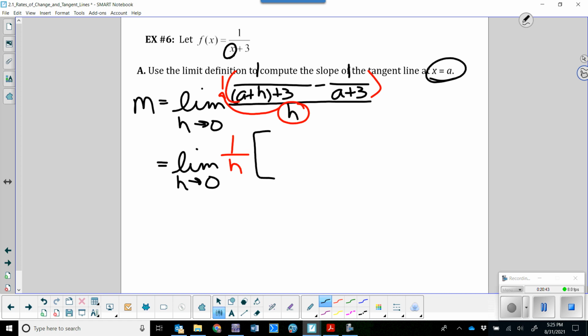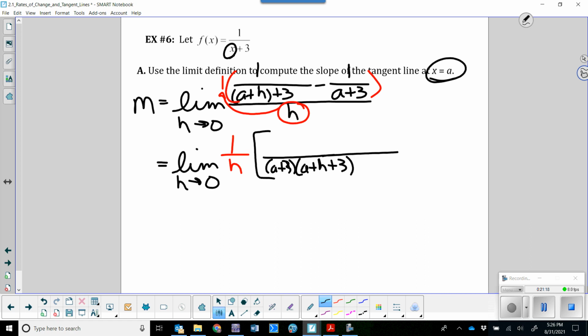So to do that, I'm going to get a common denominator. Well, neither of those denominators has any factors in common. Factors are things you multiply together, not add, so they don't have any factors in common. So that means I need to multiply by the other factor. So in other words, my common denominator here is a plus 3 times a plus h plus 3. That's my common denominator. Okay, so that's what I'm going to have on the bottom.